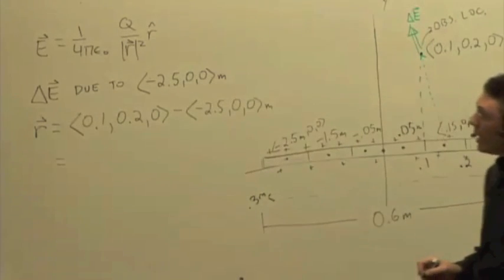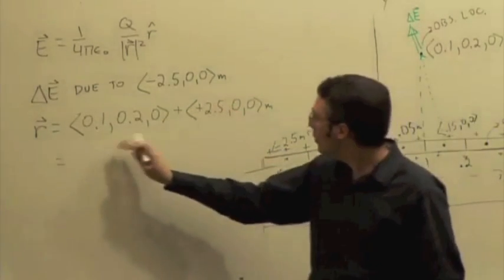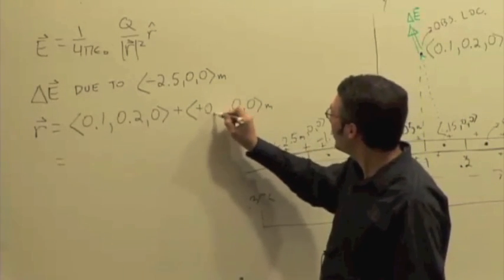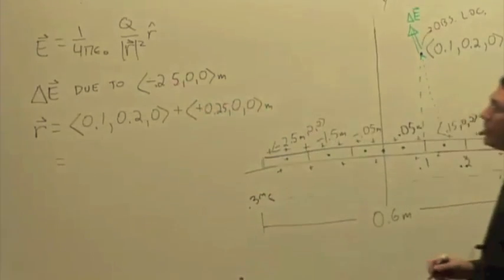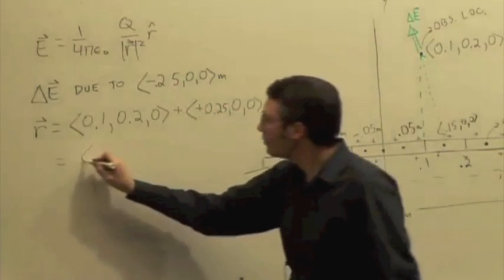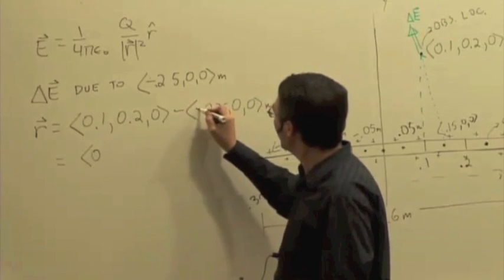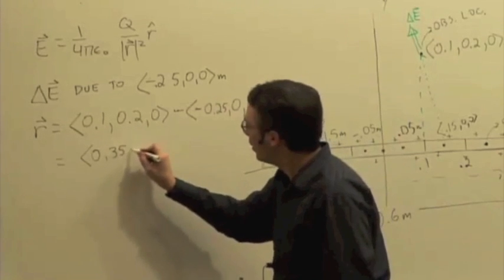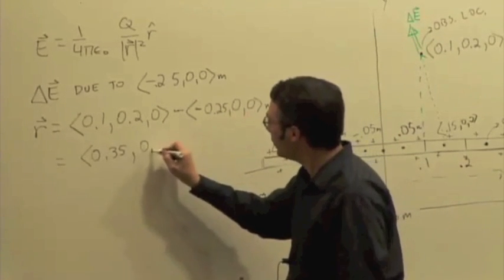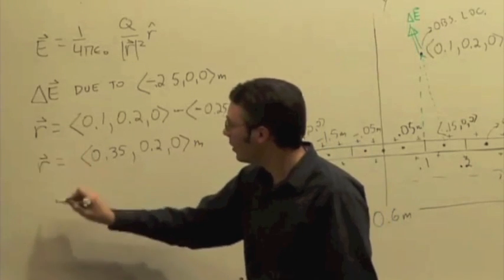So that gives us what? Oh, sorry, 0.25. Thank you. So we have 0.35, right? And then 0.2 minus 0 is 0.20 meters. Okay? So that's R.